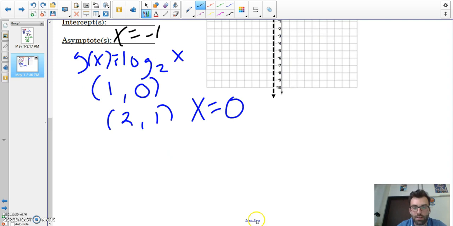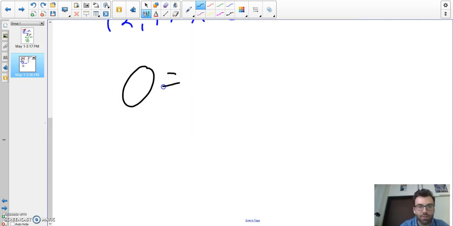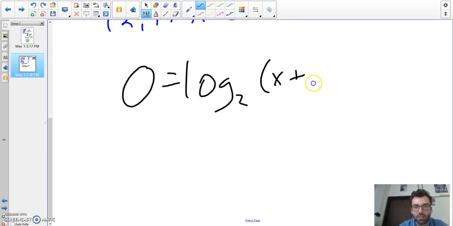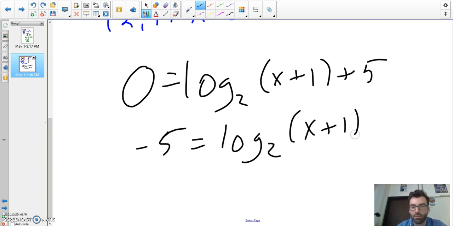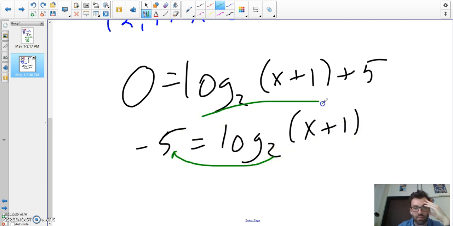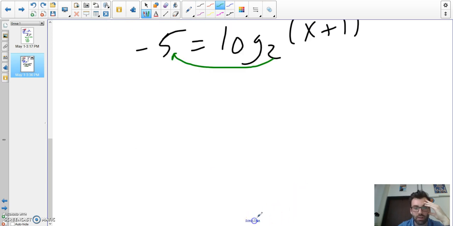Intercepts, let's do the intercepts. Set y equal to 0 and solve for x. So subtract 5. This is a little bit easier now. It's in log form. Now I want to switch it to exponential form. So, circle of life. 2 to what power gives me x plus 1? 2 to the negative 5 gives me x plus 1.